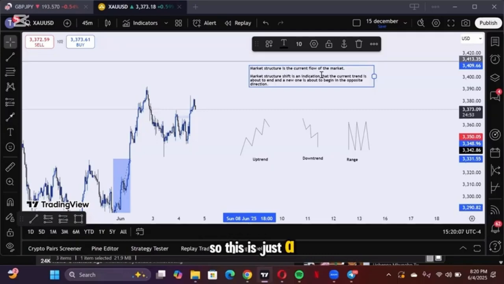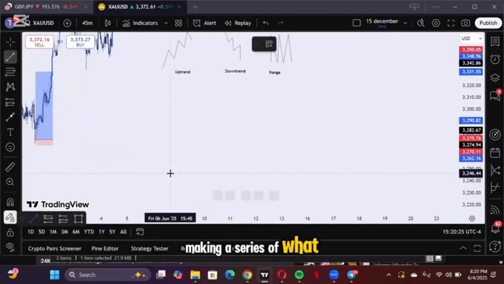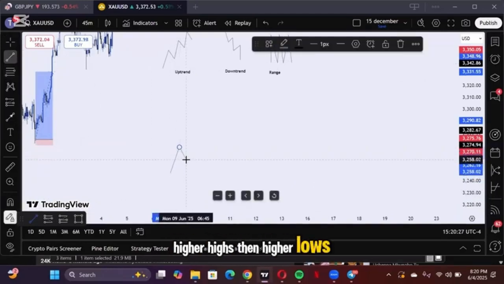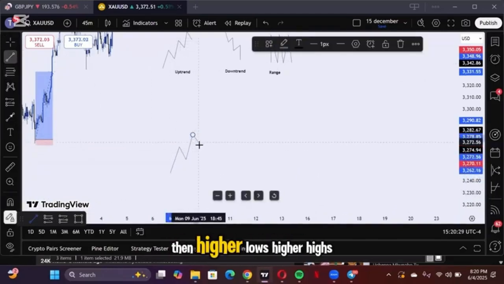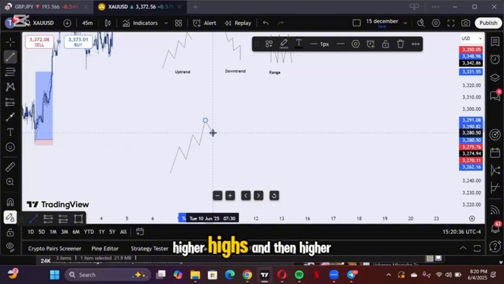So this is just a theoretical definition. When it comes to practicalizing it, what this means is that if market is on a particular trend, any deviation from the characteristics of that trend means that a market structure shift is occurring. So now we have a basic uptrend, and the basic uptrend is made up of market making a series of what? Higher highs, then higher lows, higher highs, then higher lows. So we already know that the characteristics of an uptrend is what? Higher highs and then higher lows.